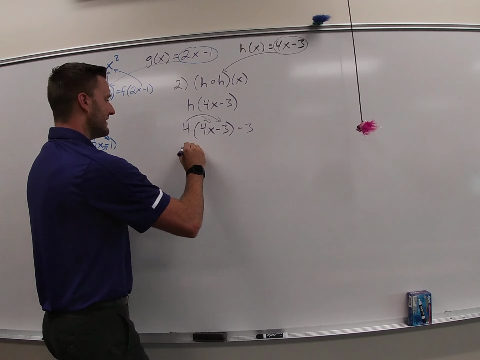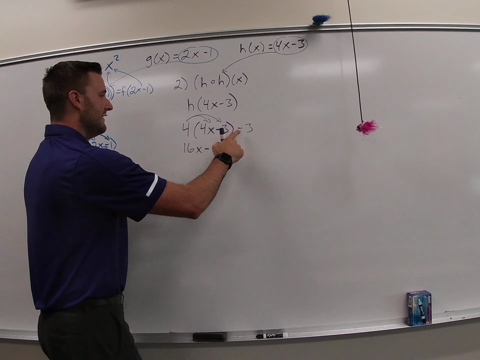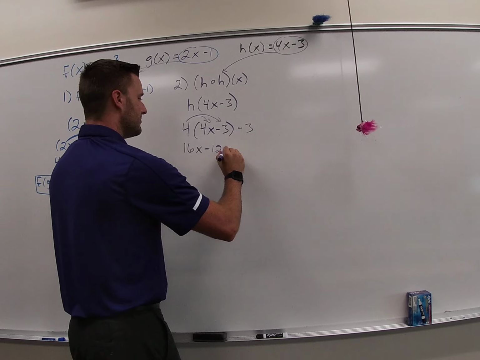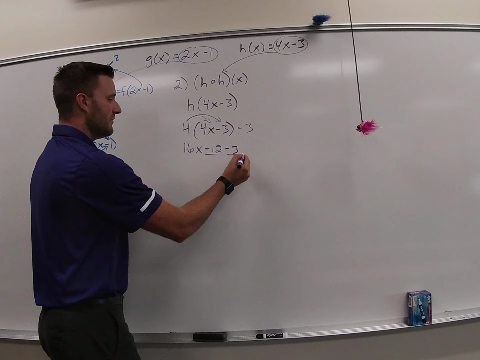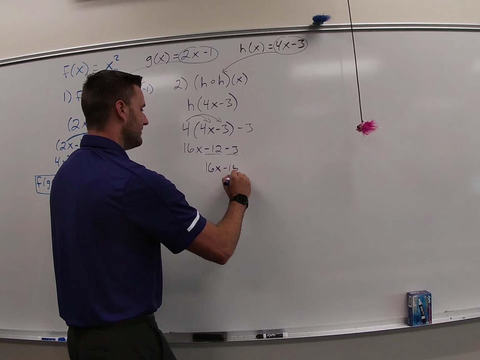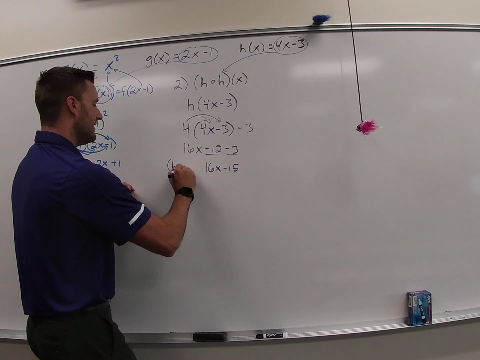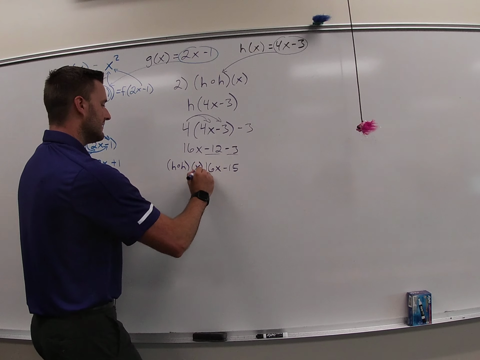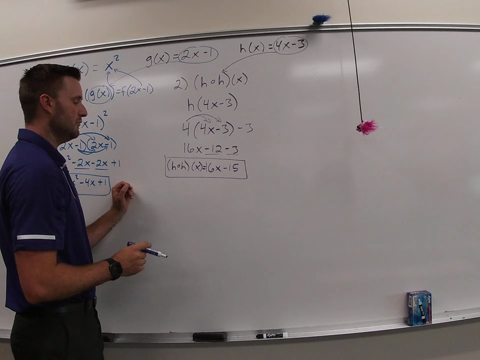So when we see parentheses, we should think distributive property. 4 times 4x is 16x. 4 times the negative 3 is negative 12. And then this minus 3 is not being multiplied, so this minus 3 is attached at the end. I do have two like terms. I have a negative 12 and a negative 3. So finally I get 16x minus 15. So what we're saying is, in this format, we have h of x equals 16x minus 15.